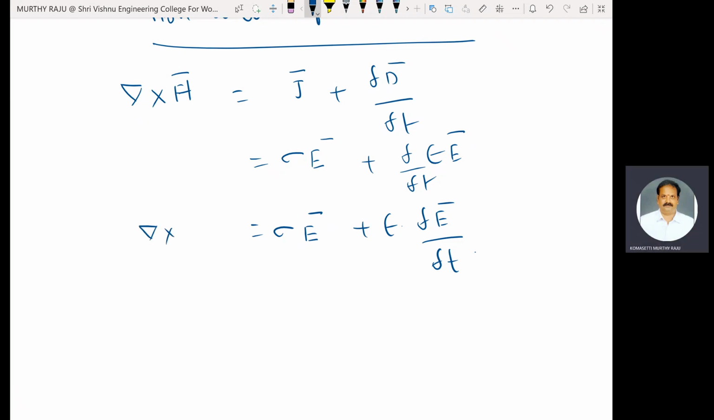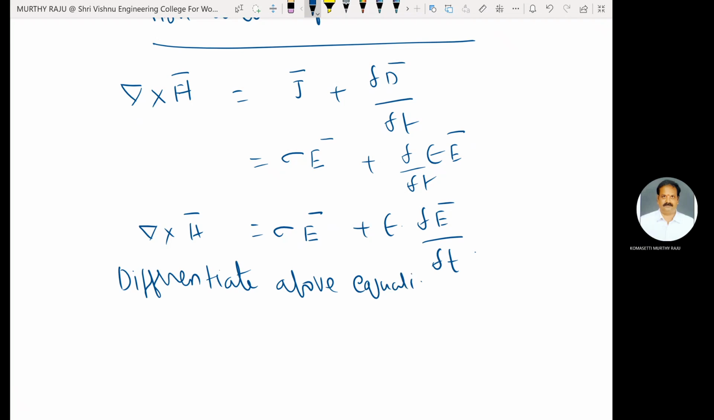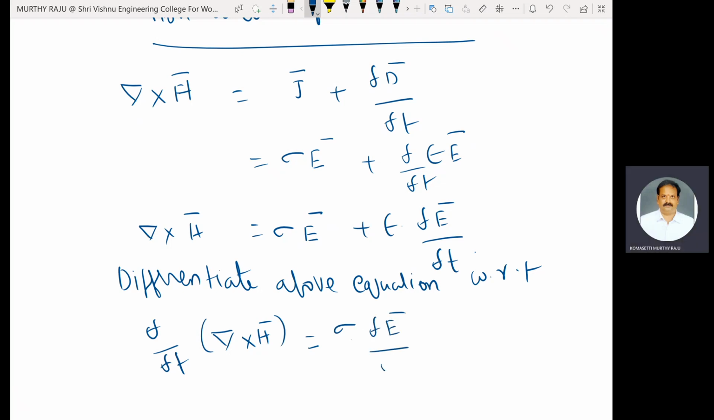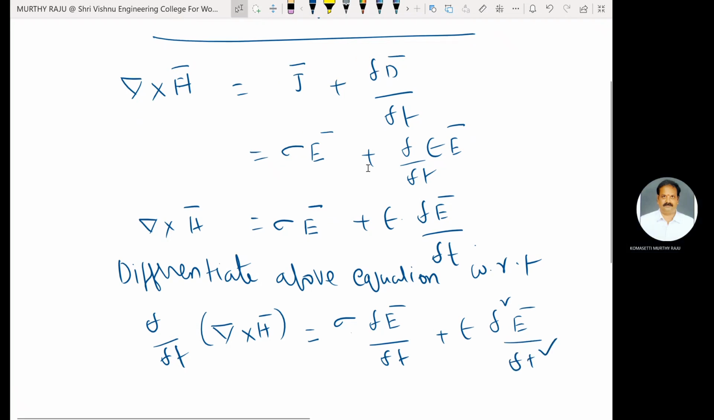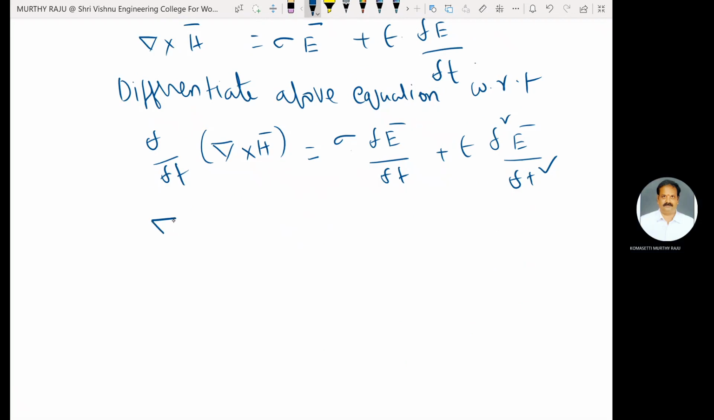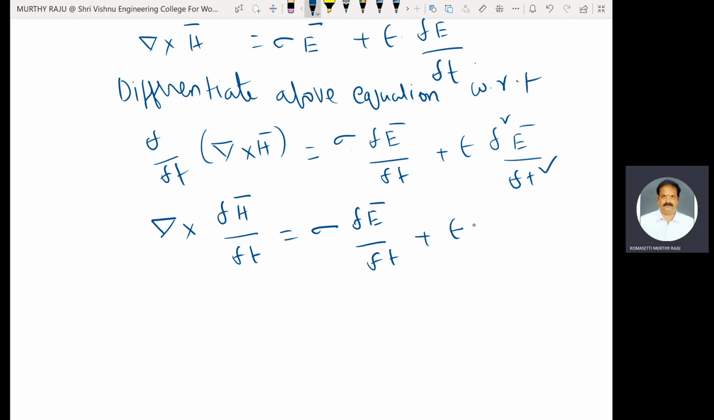Differentiate the above equation with respect to T. That is, dou by dou T of del cross H bar is equal to sigma dou E bar by dou T plus epsilon dou square E bar by dou T square. That is, del cross dou H bar by dou T is equal to sigma dou E bar by dou T plus epsilon dou square E bar by dou T square.